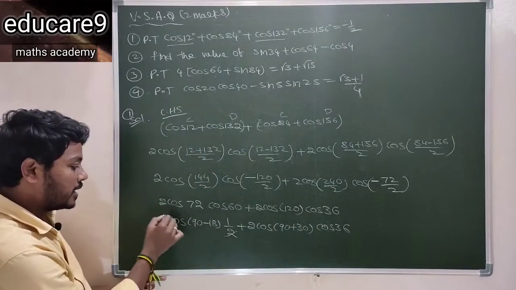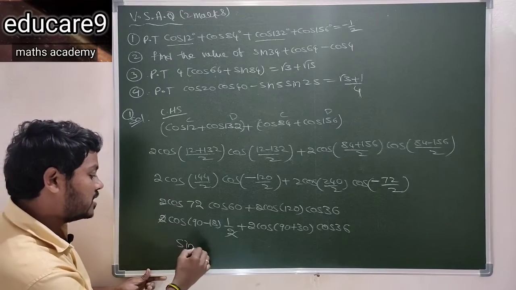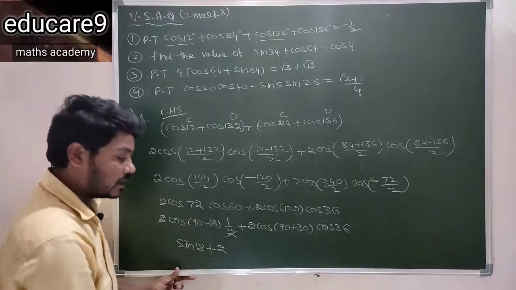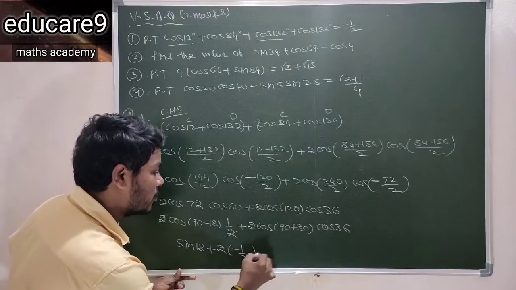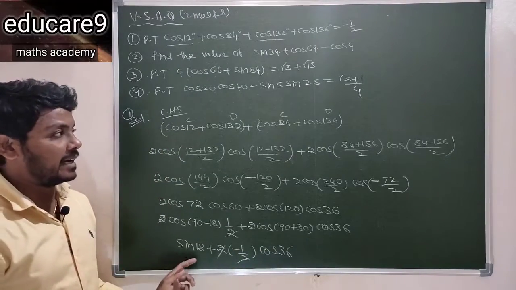So 2 get cancelled. Cos of 90 minus theta is sin theta. So this is sin 18 plus 2 into this is minus sin 30. So minus 1 by 2 cos 36. So 2 get cancelled. What is sin 18 value?